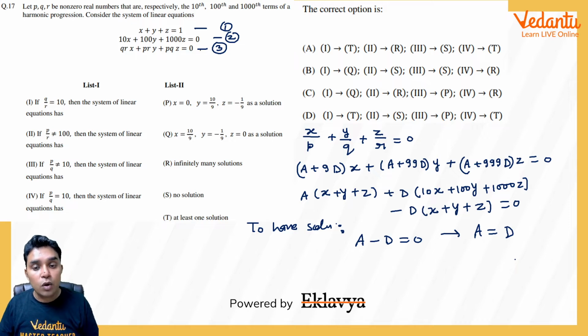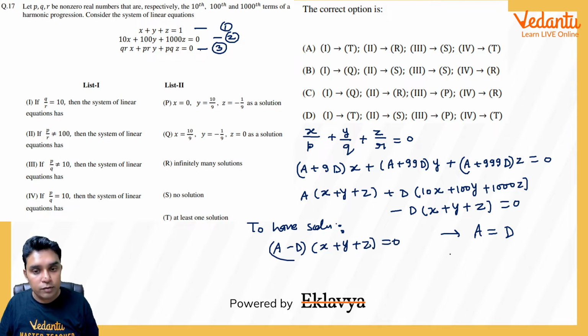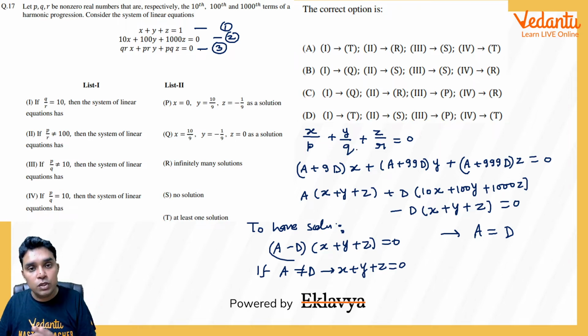If A is not D, I could have written this otherwise also: (A minus D) into (x plus y plus z) is equal to 0 to have a solution. Now if A is not equal to D, then x plus y plus z has to be equal to 0. In that scenario, x plus y plus z will have two values, 1 and 0. That is not possible. So there will be no solution.